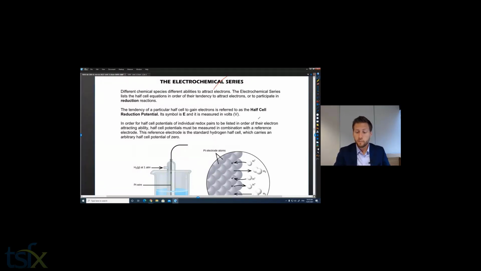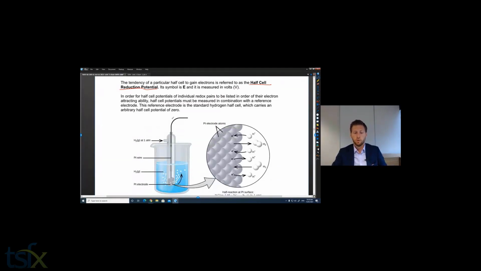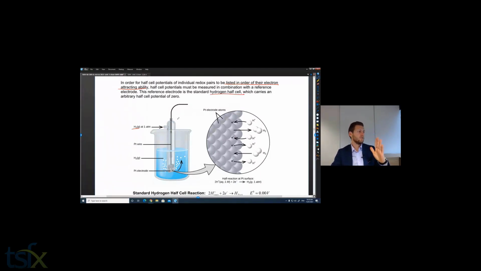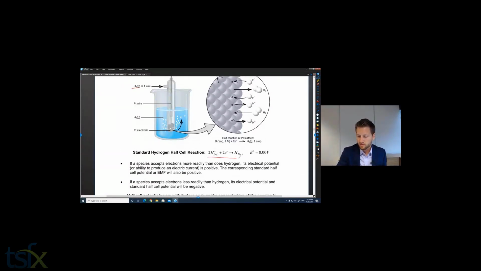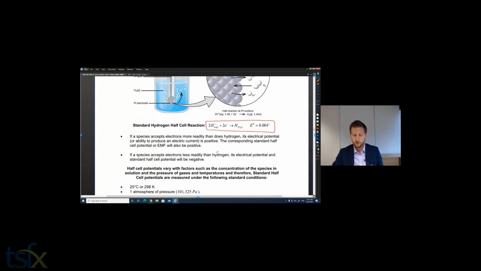What we call their ability to gain electrons is their half-cell reduction potential, and that's measured in volts. So here's hydrogen gas, and we look at how well everything gains electrons from hydrogen, and compare it to that. They're listed in order of electron attracting ability, compared to the hydrogen half cell. Hydrogen has an electron attracting ability of 0. So compared to hydrogen, can it attract electrons from hydrogen, or does it lose electrons to hydrogen? Which way is it? And so we give hydrogen an arbitrary value of 0.